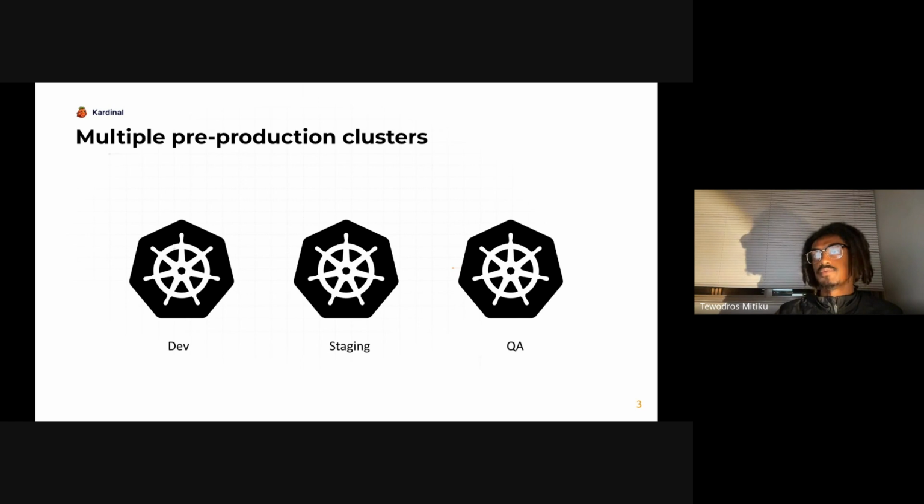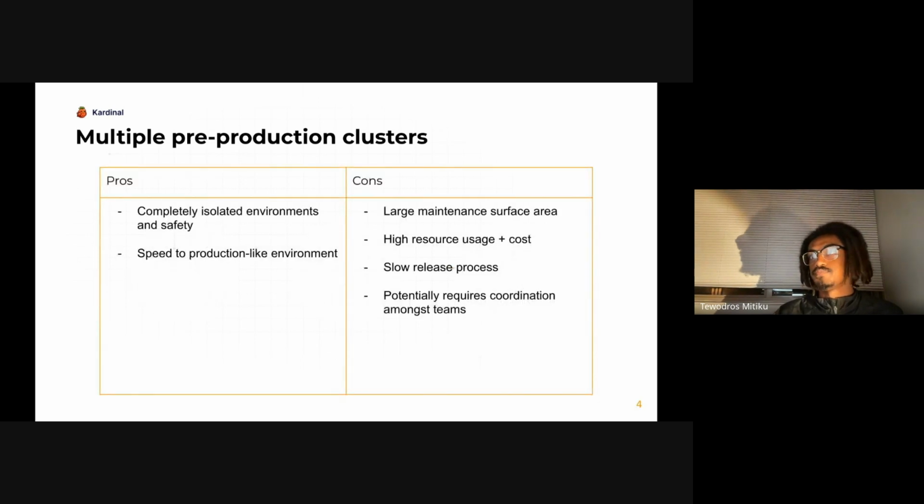But let's get deeper into some of the pros and cons of this approach. So on the pro side, we've already talked about that. We've got this speed to production-like environment, which is very important. And then also by having everything in different clusters and kind of having this copy paste of the production-like environment in multiple environments, we get the maximal isolation and safety of the environments that we want.